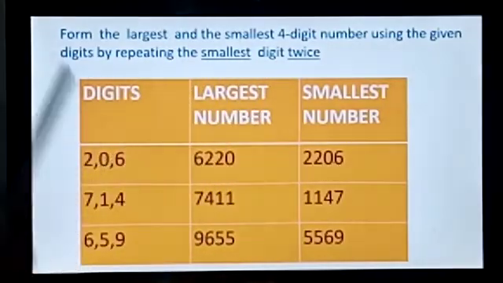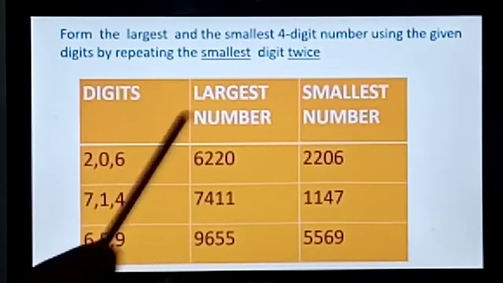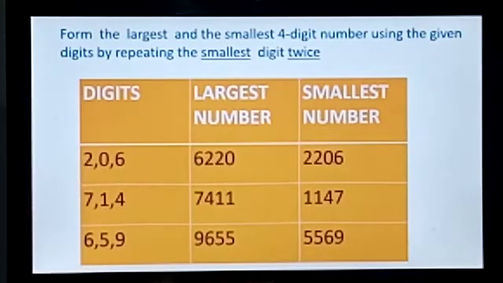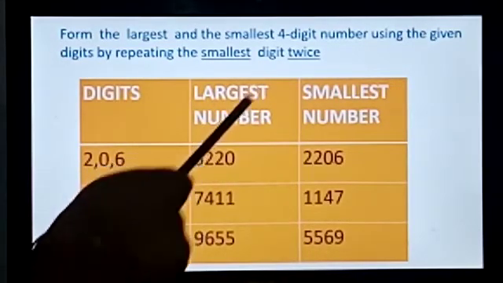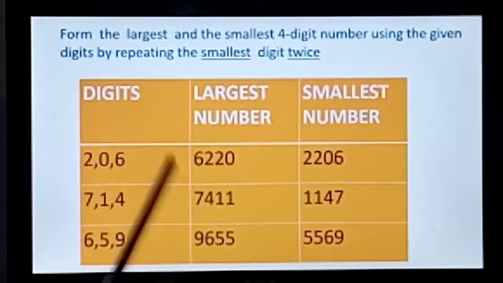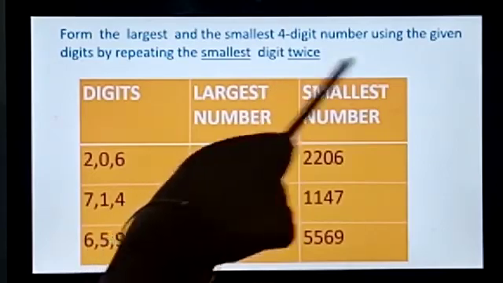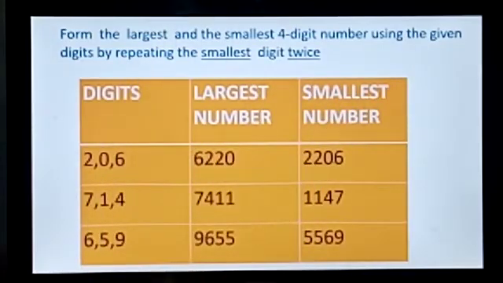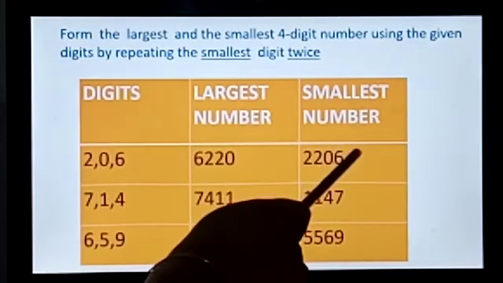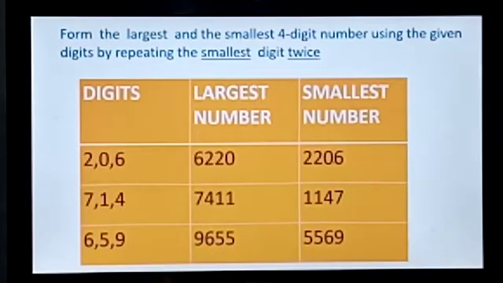Here among these 3 numbers, can you tell me which is the smallest, children? 0 doesn't have any value. So 2 will be the smallest digit. So that you need to repeat twice. So what will be the largest number that can be formed? 6220. And what will be the smallest number that can be formed? 2206. So this is how we are going to write.